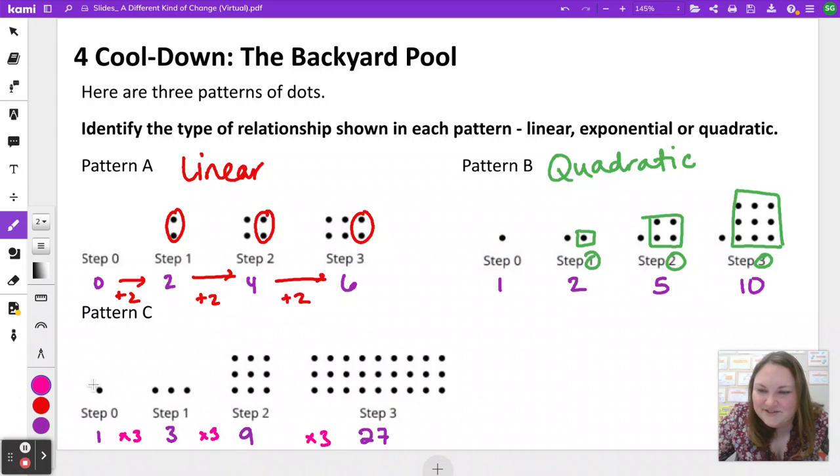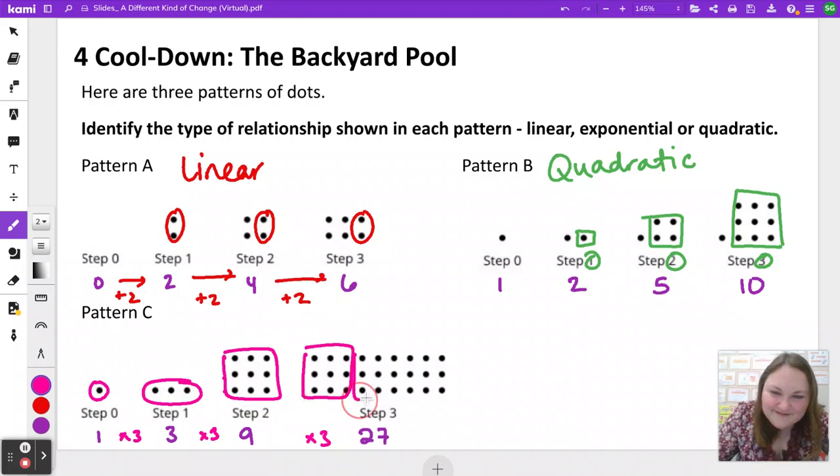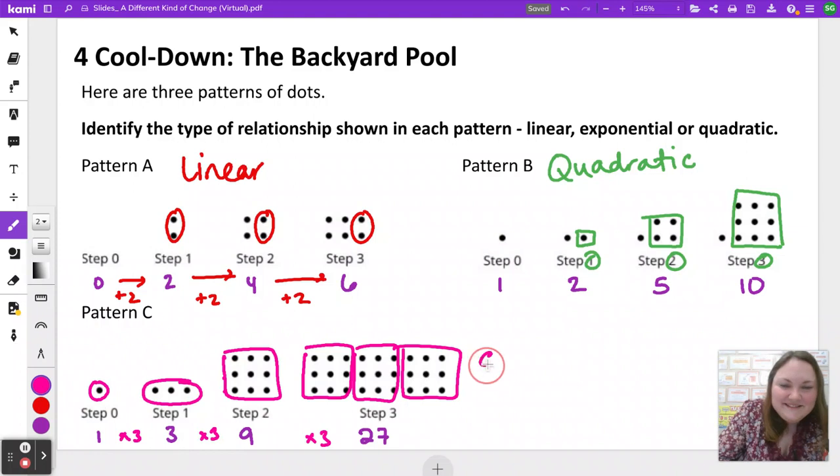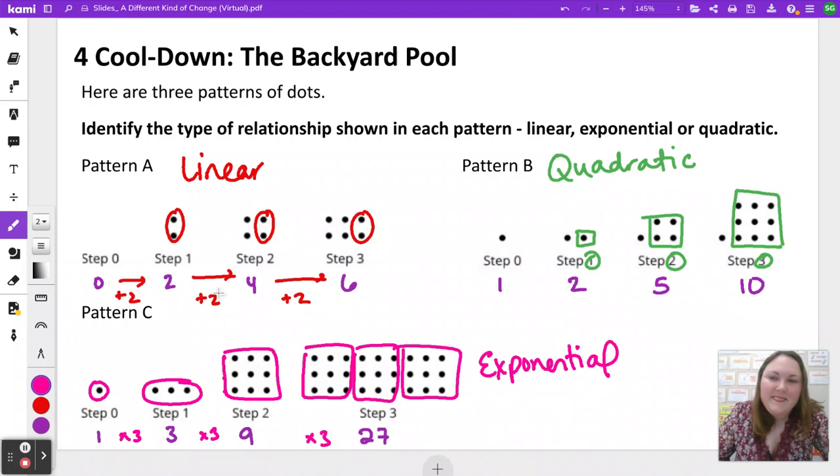Each one of these pictures, I'm taking what I see in the previous picture and then drawing 3 of them. And we've got that multiplying by 3. So because I'm multiplying by a constant amount, that makes this final one exponential. I really like this question because it's great practice on those 3 patterns we have learned about.